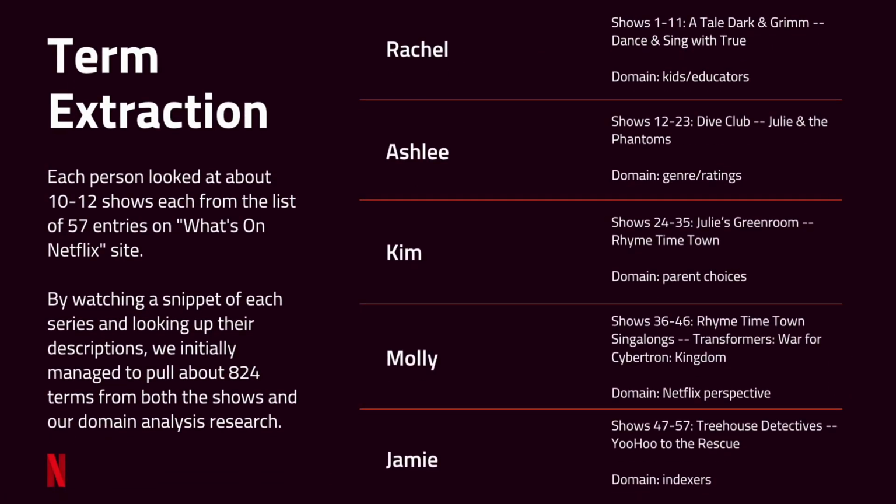Speaking of term extraction, each member took on 10 to 12 shows that we found on a list of Netflix original kids series on What's on Netflix. There were a total of 57 series, and each person watched one episode or a snippet of each of their shows and pulled terms from the description and information of the show and what they watched. We also pulled terms from the research from the domain analysis. At the end of term extraction, together we pulled about 824 terms for the shows and research.